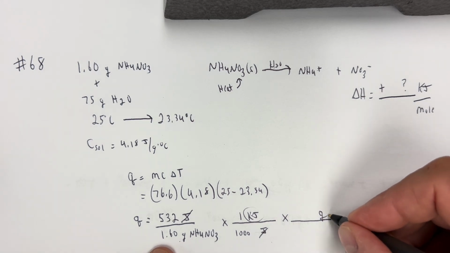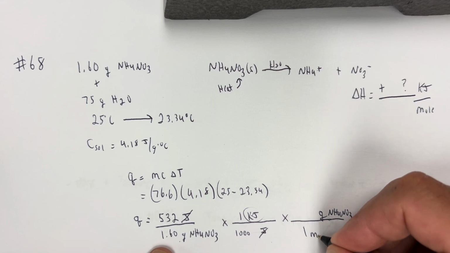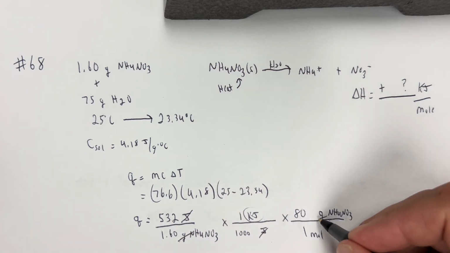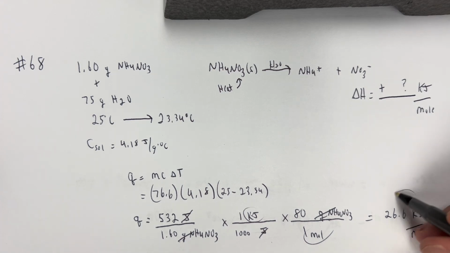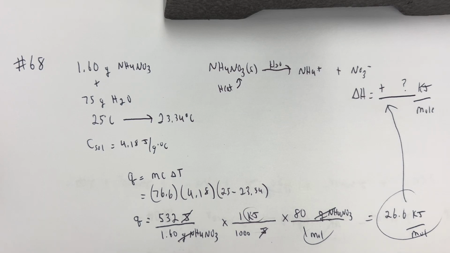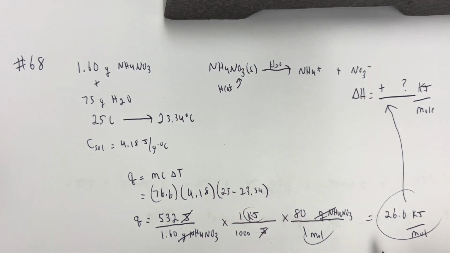So we need to go grams of NH4NO3 per mole of NH4NO3, which is about 80 grams. Grams cancel, we're going to have moles in the bottom. End up with about 26.6 kilojoules per mole. So that is the delta H for that reaction. That's the enthalpy change. For every mole of this it dissolves, it absorbs 26.6 kilojoules of heat.